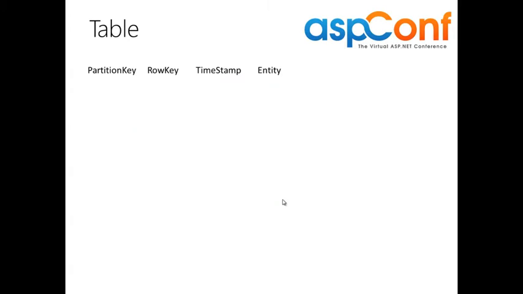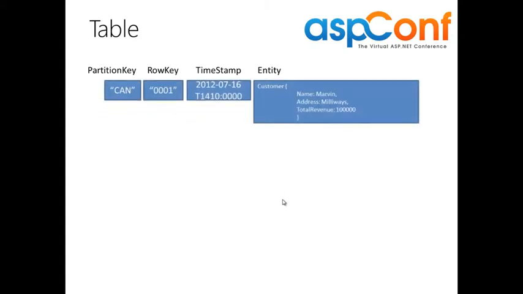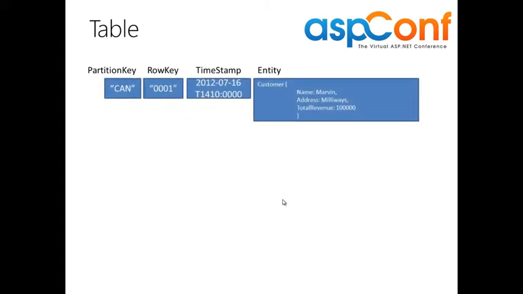So here's an example of the data that you could store in a table. I could insert one row that has a partition key of CAN and a row key of 0001, a timestamp of a given date and time, and then a customer entity which will have these three properties here. I'll say the name is Marvin, address is Milliways, and total revenue for that customer is 100,000. And that'll store just fine. It'll look like there's three extra columns in here: name, address, and total revenue.